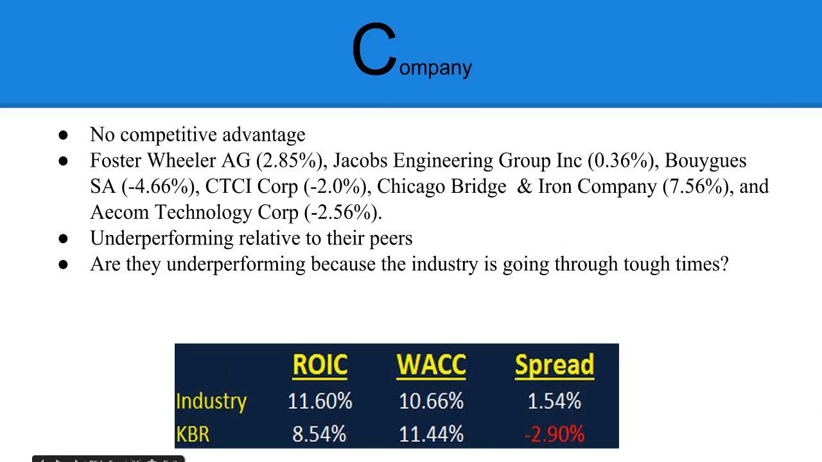So this company specifically is focused on KBR, within the industry. They really don't have any competitive advantage. So the industry, as you can see from this table, has an RSC of 11.60%, their WACC is 10.66%, and they have a positive spread of 1.54%. And KBR has an RSC of 8.54%, a WACC of 11.44%, and their spread is negative. So that shows that they are underperforming relative to their competitors.